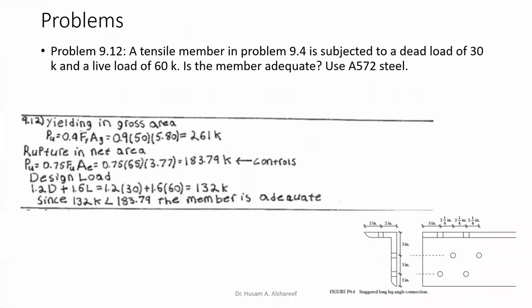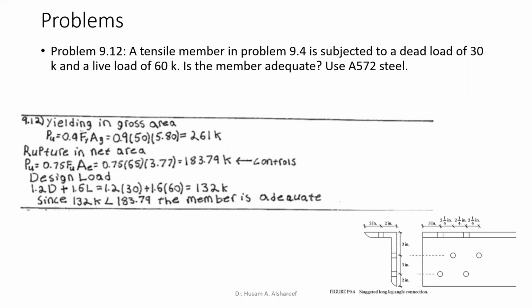Hello, everyone. Today we're going to go over problem 9.12, and this problem is kind of different in the sense that we're going to incorporate the gusset plates in an angle shape with dead load and live load and see their adequacy. So this problem connects pretty much with 9.4 that we solved previously.